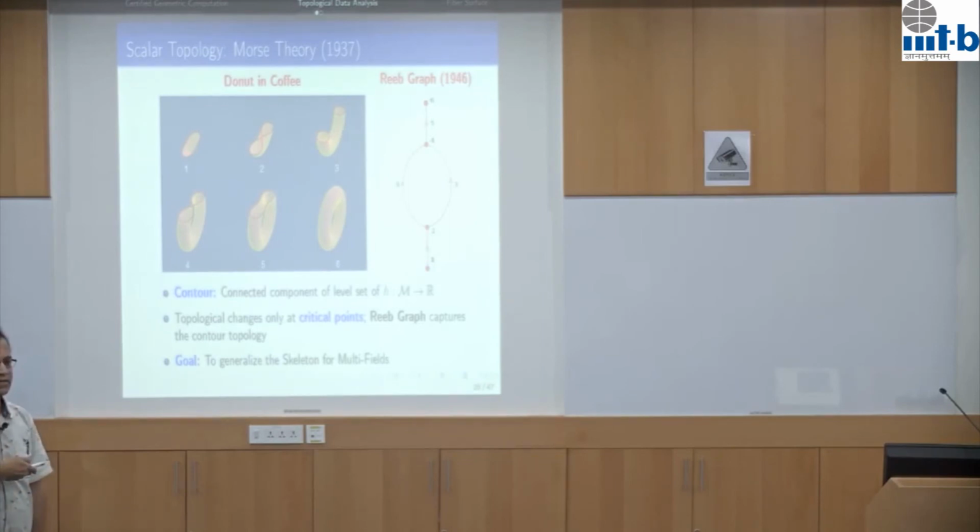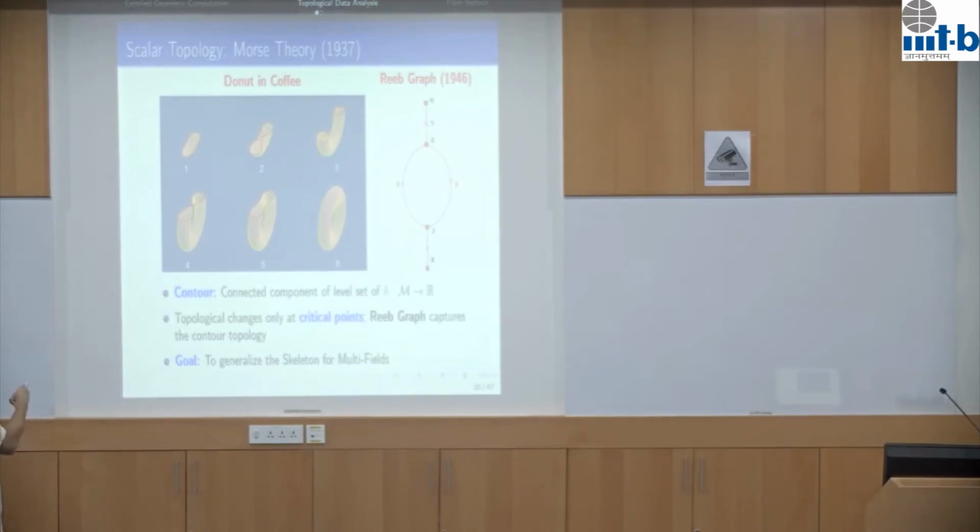Number of components is changing, right? So this is also captured when we are dipping the donut in the coffee. We are also forming a graph like this. It's called the Reeb graph. So from 1, then 2, then we have 2 components in 3. So this is captured in this graph.